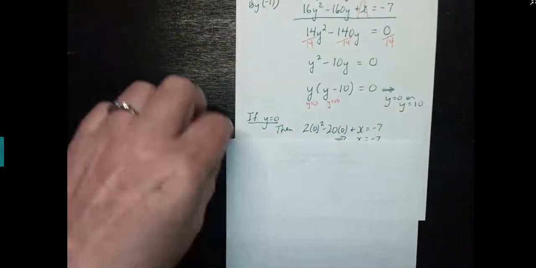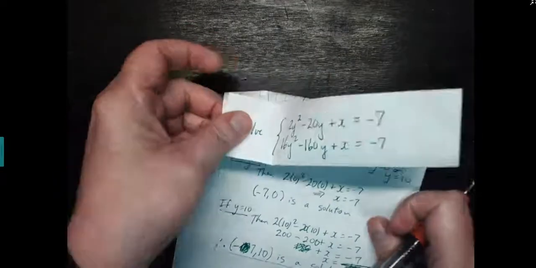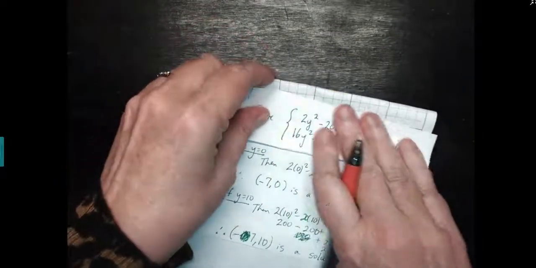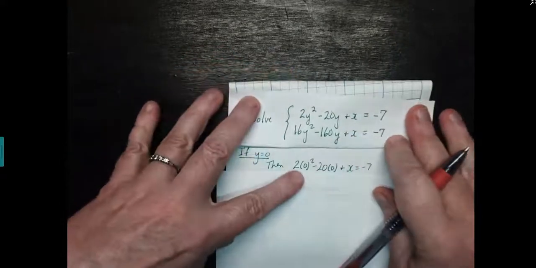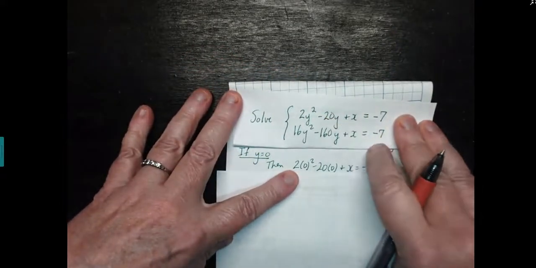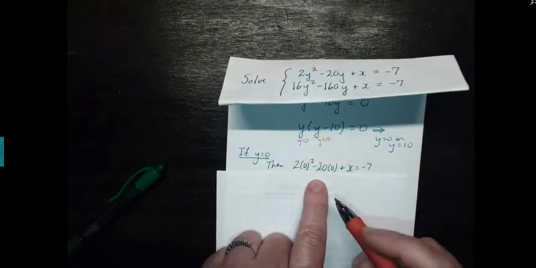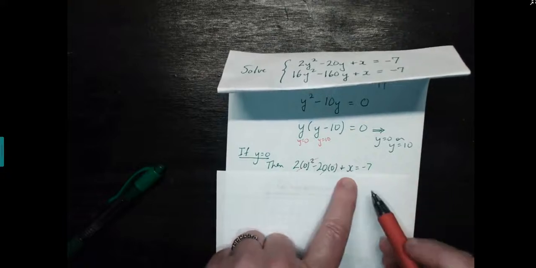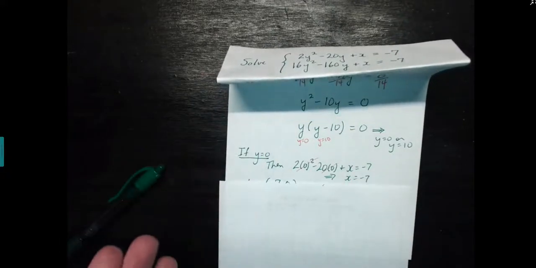Okay, so what happens if y is 0? Well, if y is 0, then I pick one of those top equations and I just substitute 0 back into it. So if y is equal to 0, then if I plug in 0 for y into the top equation, that's going to give me this. And so that's just 0, and I'm left with x is equal to -7. So I get an intersection point, I get a solution.